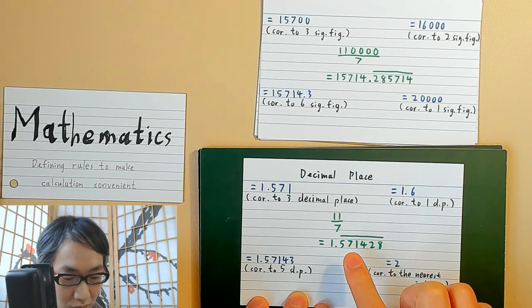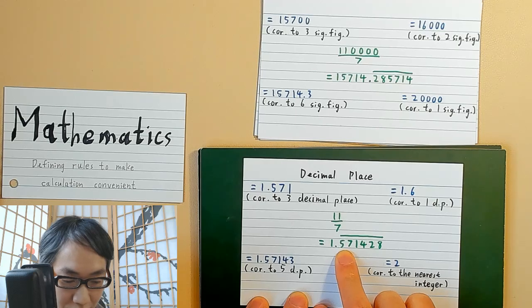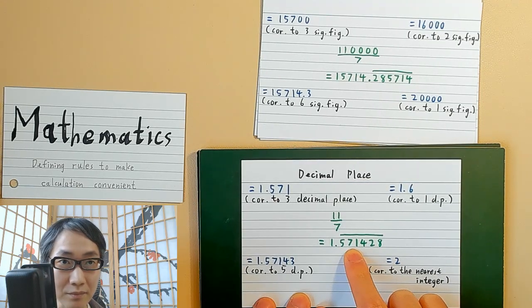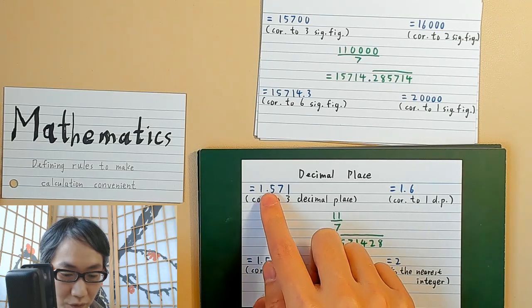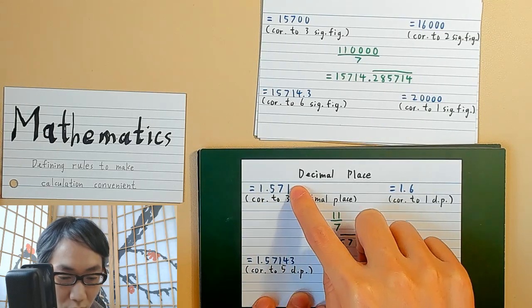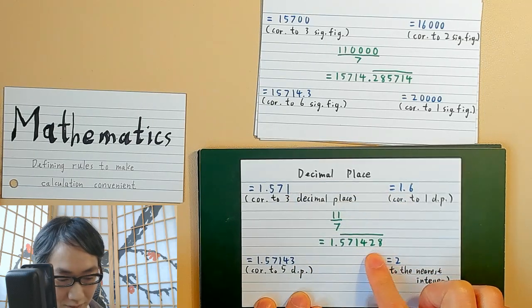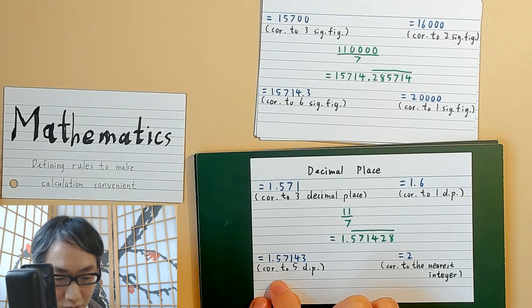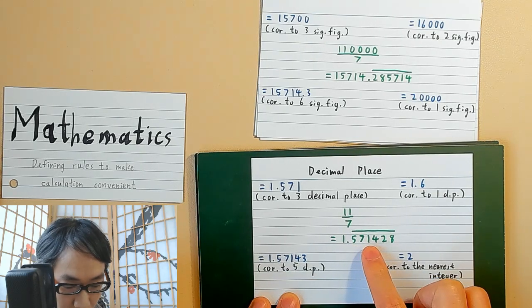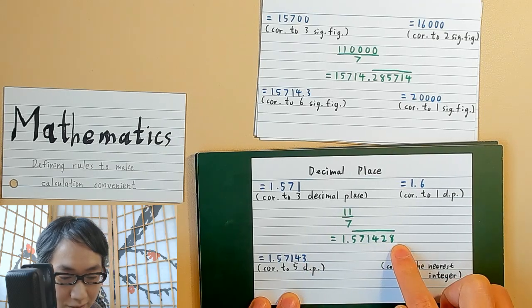1 point, I can only keep this one. And then 6 will be a better approximation than 5 because of the 7 here. And then compared to this 1.571, the next digit is 4. So 1 here is better than 2. Okay. And this is correct to 5 decimal places. 1, 2, 3, 1, 2, 3, 4, 5. Again, 3 is better than 2 here because of the 8 here.